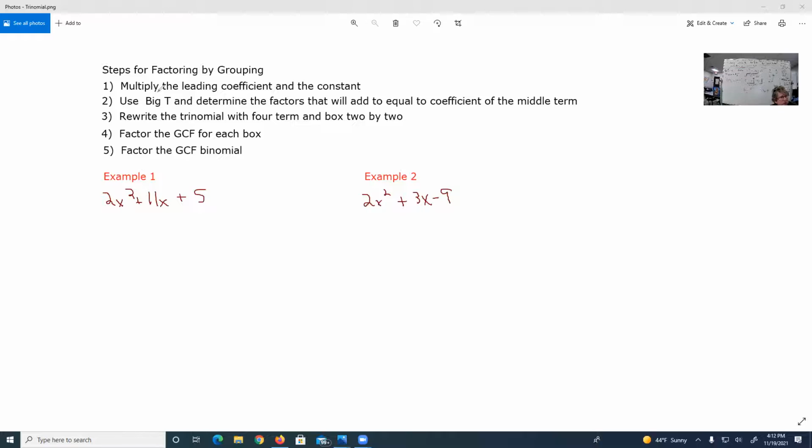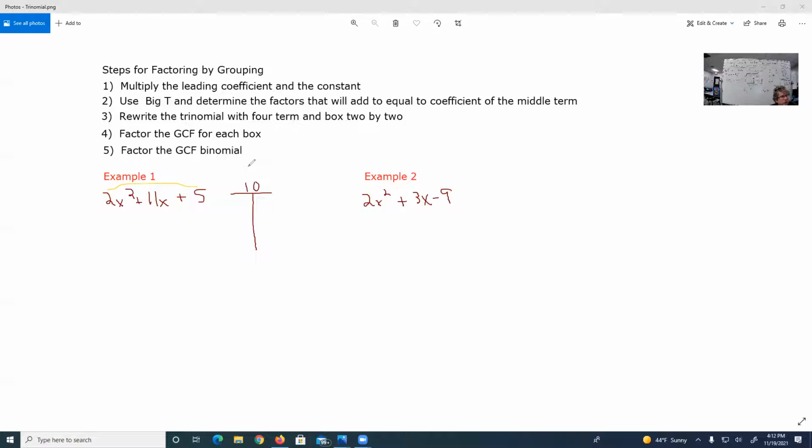So the first step is multiply the leading coefficient and the constant. So that's where we come into play with this 2 and this 5. So 2 times this 5 is going to give me my 10. So what do we do with that 10? Well, this is where big T comes into play. So we're going to use big T, and we're going to put that 10 above there.